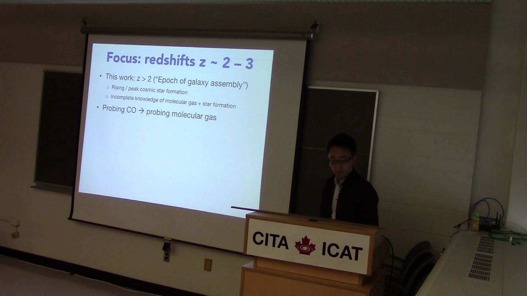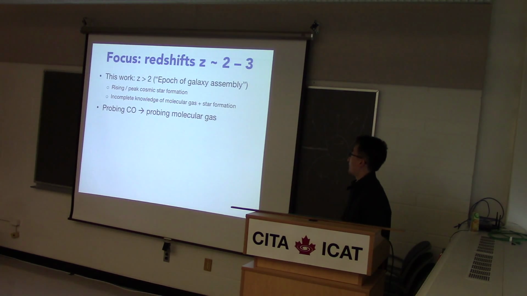OK. So the focus that I mentioned was 2.4 to 2.8. And roughly speaking, that's between redshifts 2 and 3. And let me motivate that a little bit by saying that redshifts above 2 are generally referred to as the epoch of galaxy assembly. And so this is a period of rising or peak cosmic star formation.